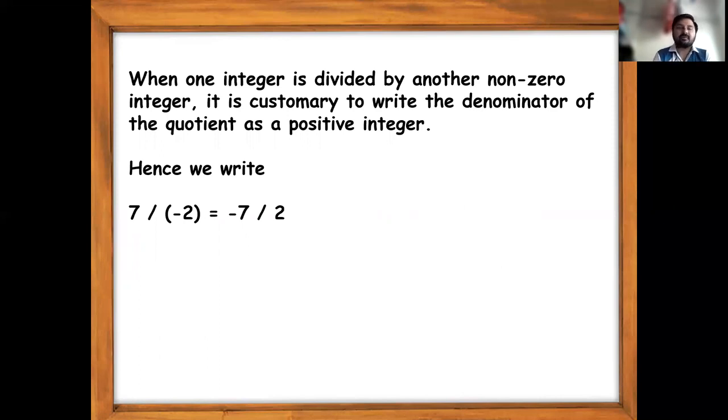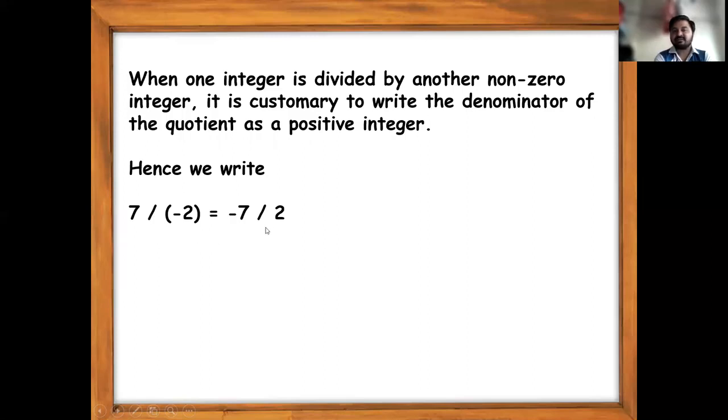Keep these results in your mind, and keep this thing also in your mind. When one integer is divided by another non-zero integer, it is customary to write the denominator as a positive integer. So students, we usually do not assign any sign to the denominator. If you encounter such a problem, you do not leave the problem at this stage.